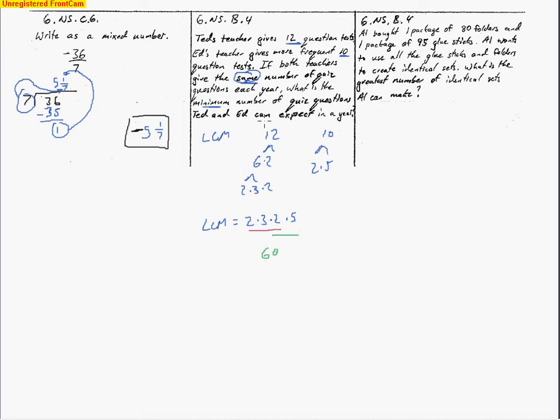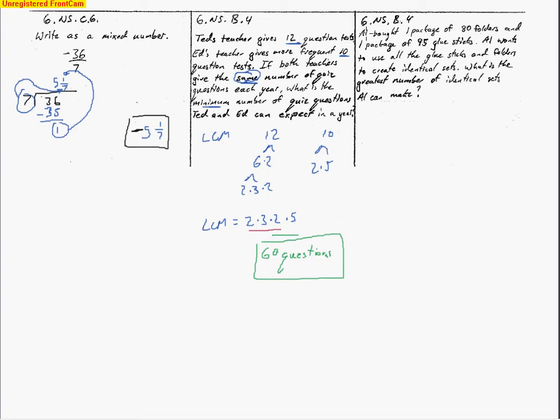So 60 is the smallest number that 12 goes into and 10 goes into. So 60 questions, giving me some units that go with the problem. That is the answer. Well, that's the smallest number of questions they could have, but I'm sure the teacher will give them more.